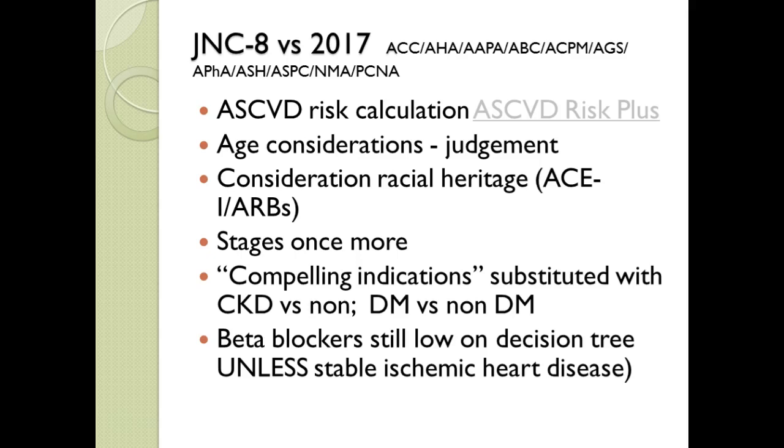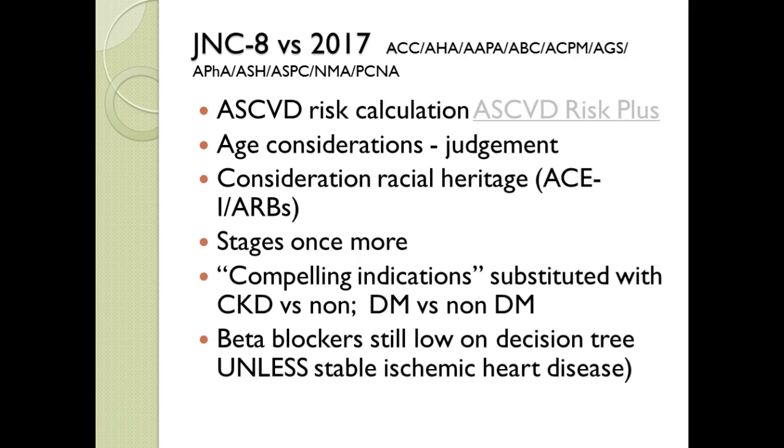The fact that ACEs and ARBs, which we'll talk about later, aren't necessarily as useful in Black populations. We're back to stages, which in JNC 8 there were no stages. And back in JNC 7 there were these things called compelling indications, but since JNC 8 we have used chronic kidney disease versus non, and diabetics versus non-diabetics. So those are high-risk areas where we do take a look at different therapies, and of course, again, they flow into the cardiovascular risk.